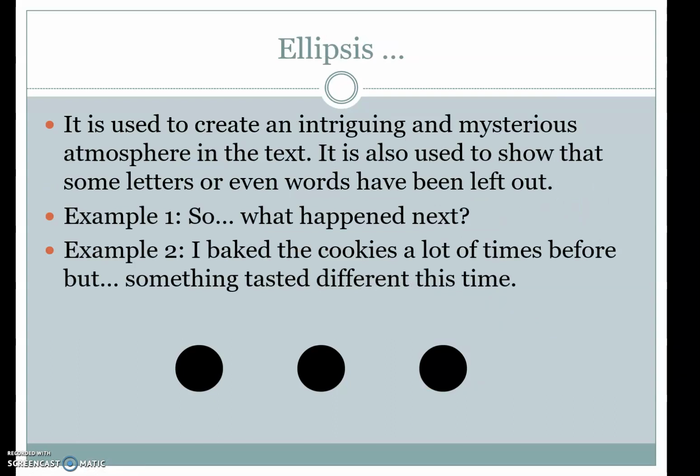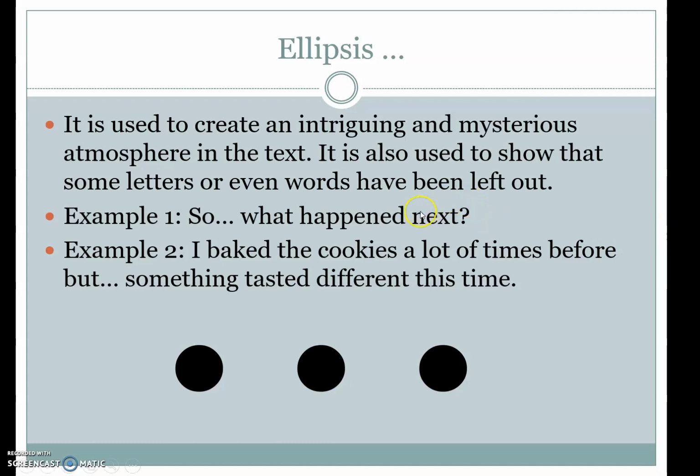So I know a lot of you like using the ellipsis when you write a creative essay and you end it in such a mysterious way. You end it with an ellipsis to show that you want the reader to think a little bit further, or to give something intriguing for me to look forward to when I read your next essay. So the ellipsis is used to create, like I said, an intriguing and mysterious atmosphere in the text.